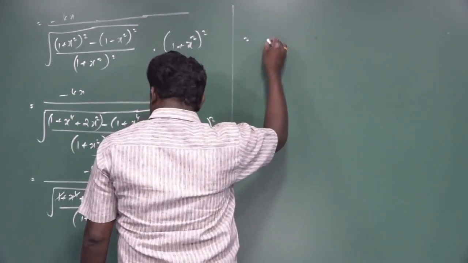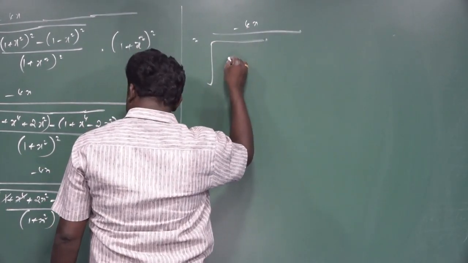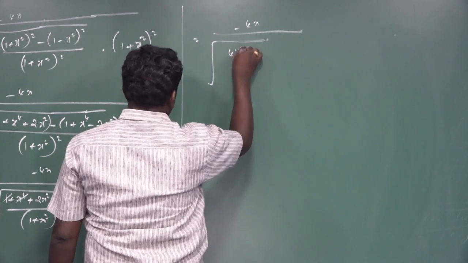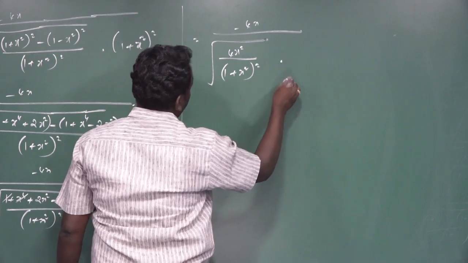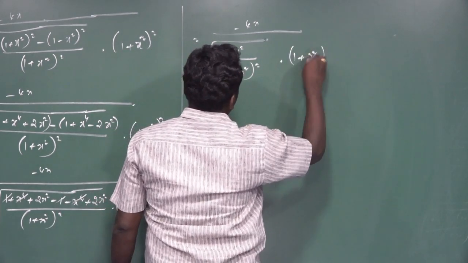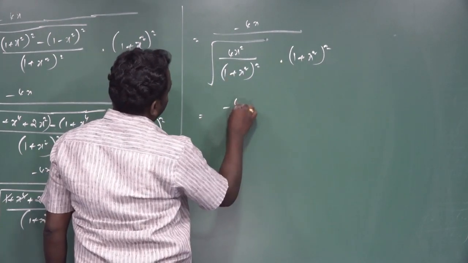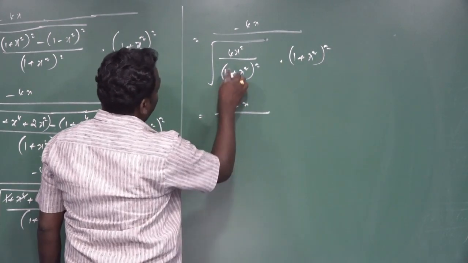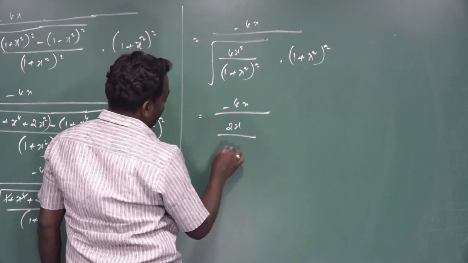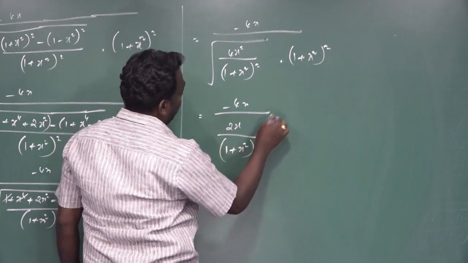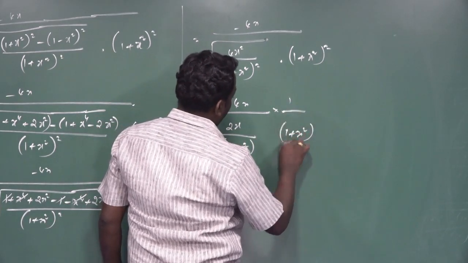And that is equal to minus 4x by the square root of 4x square by (1 plus x square) whole square, into (1 plus x square) whole square remaining. Now just remove the bracket of the square root: minus 4x by, write it as 2 into x by, and the square term will cancel, 1 plus x square remaining, into 1 by (1 plus x square) whole square remaining.